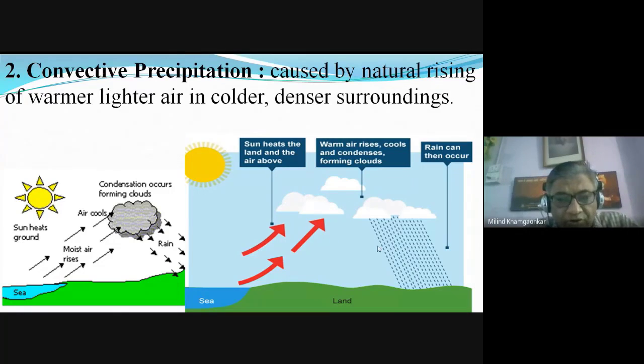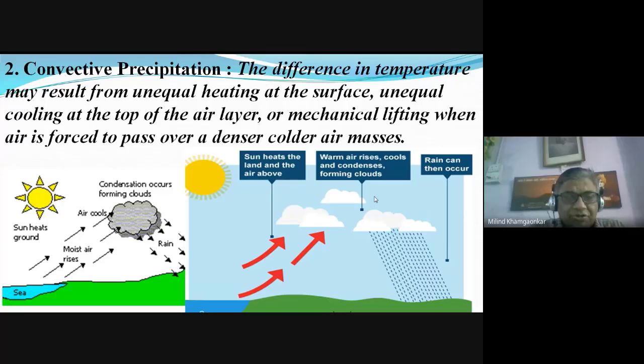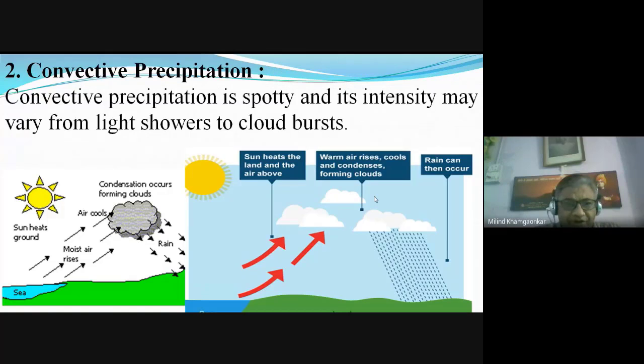Only here no such fronts or frontal phenomena occur, as has been discussed earlier, but it is only due to the natural rising of the warm lighter air in the colder or denser surroundings. Natural rising, and again the same condensation, cooling, and conversion. This is the convective precipitation.